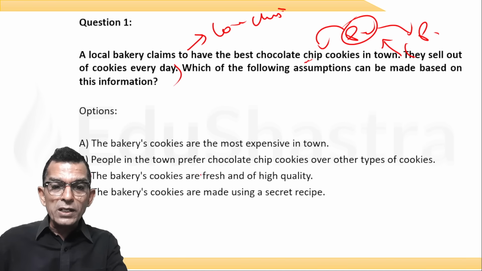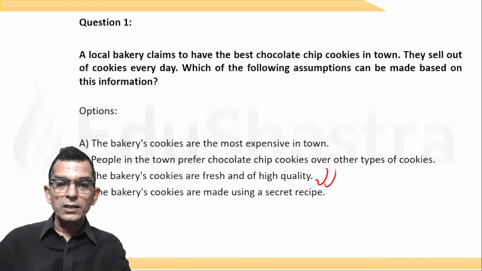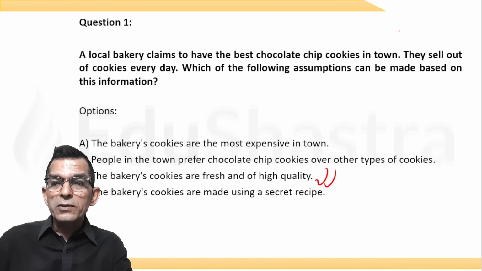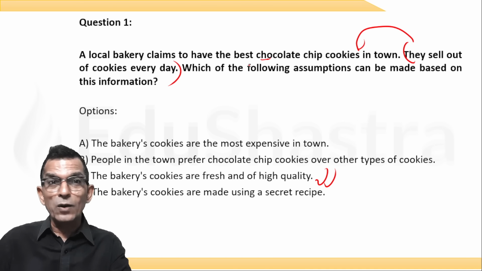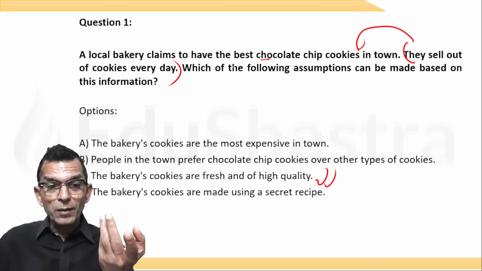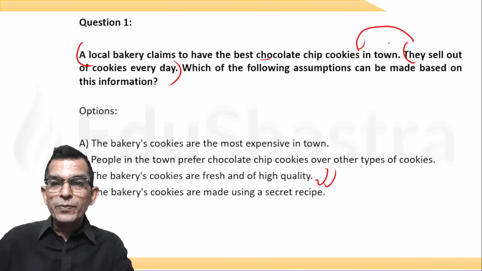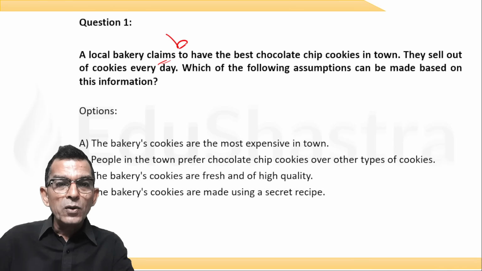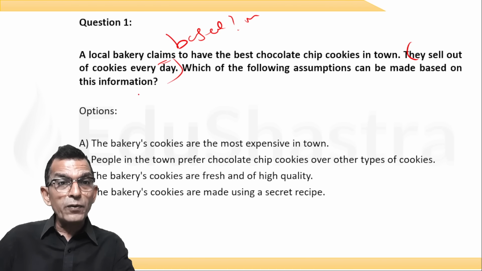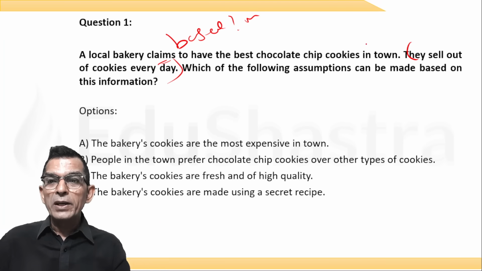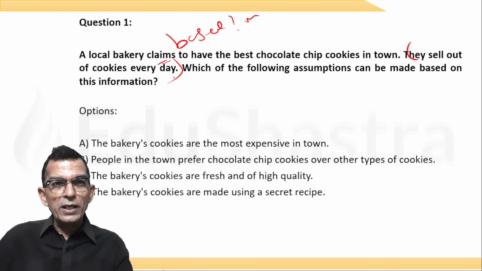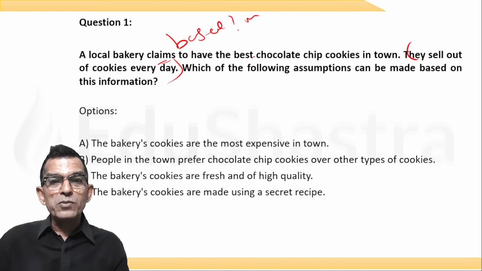Sir, how is the first one the conclusion? Wait. See, I'm going to read it this way. Because they sell out cookies every day, a local bakery claims that they have the best chip cookies in town. The word because is not written. So the first one looks like, what is this claim based on? There must be a reason. So this is the reason. So let us read it that way. Let us put because and so. Because they sell out cookies every day, a local bakery claims they have the best chip cookies in town.